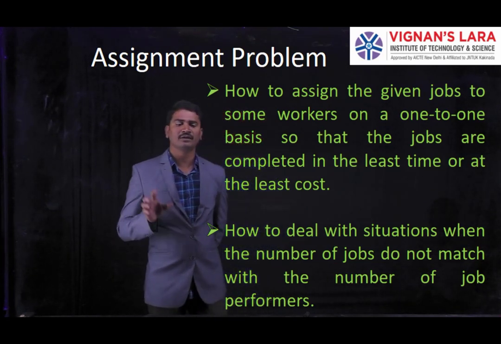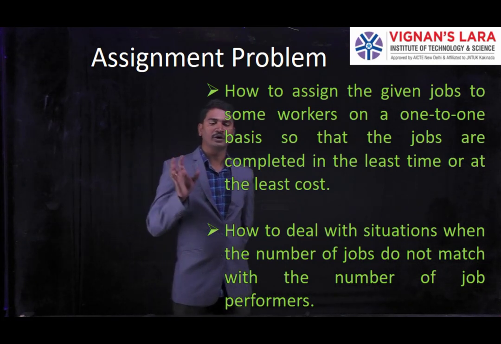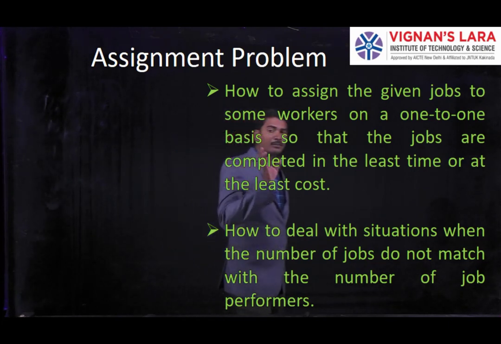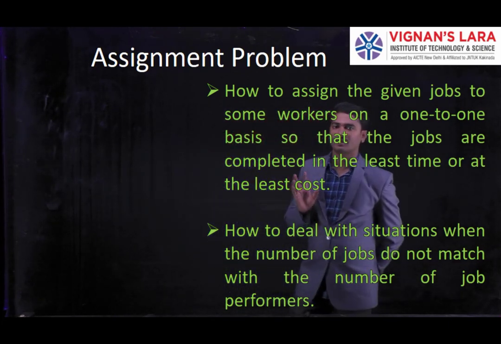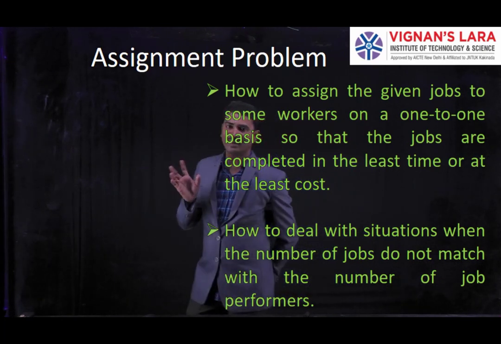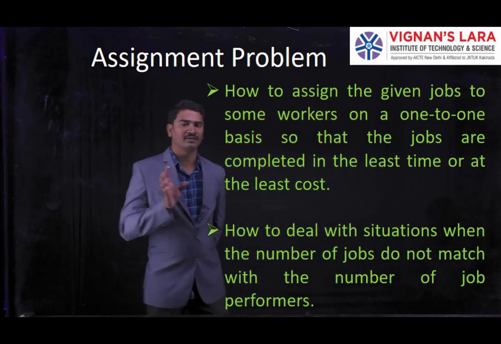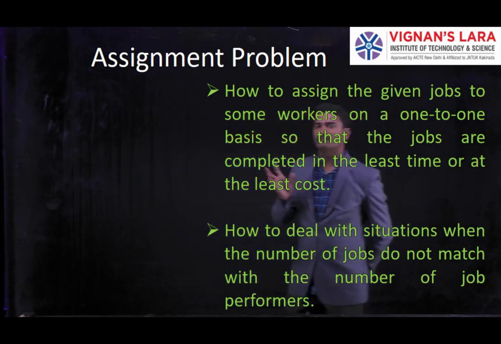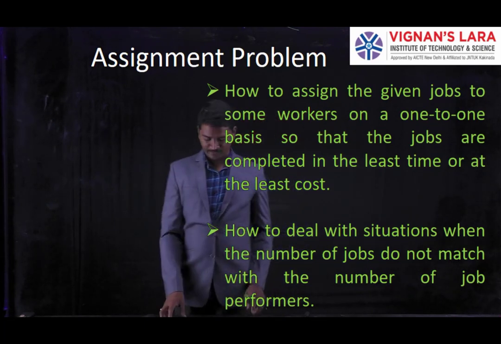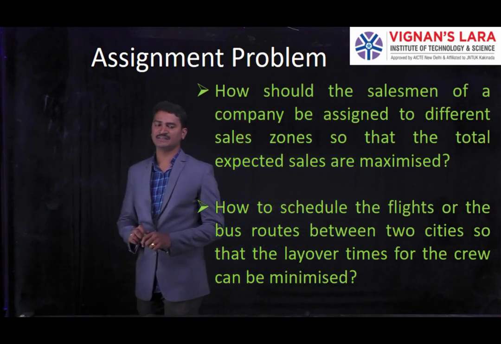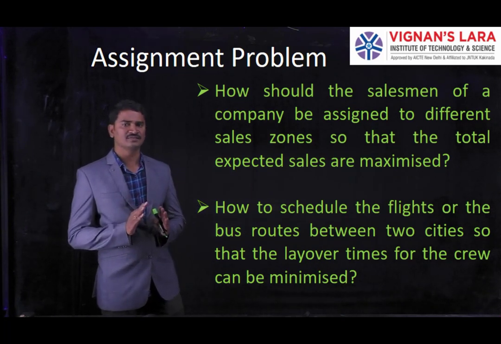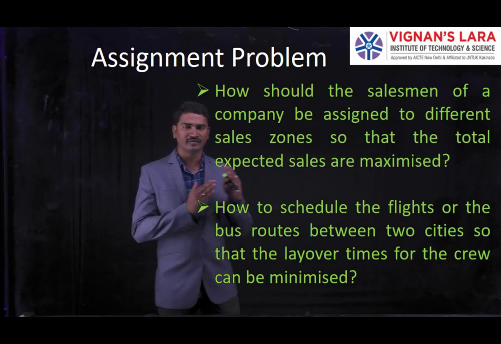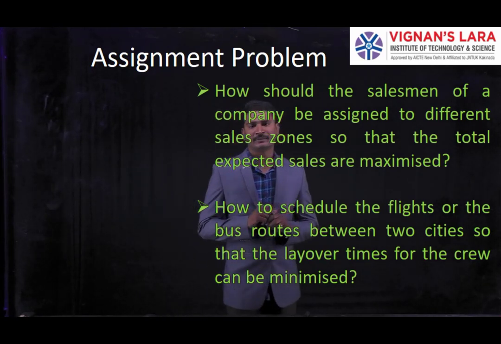Next, coming to the second point, in this assignment problem we are going to handle certain situations. For example, if we have five jobs but we have a scarcity of labor, or a scarcity of workers, those situations we can easily solve with the help of assignment problems. Coming to the sales industry, they assign salesmen to different zones or different sales centers with the help of the assignment problem.